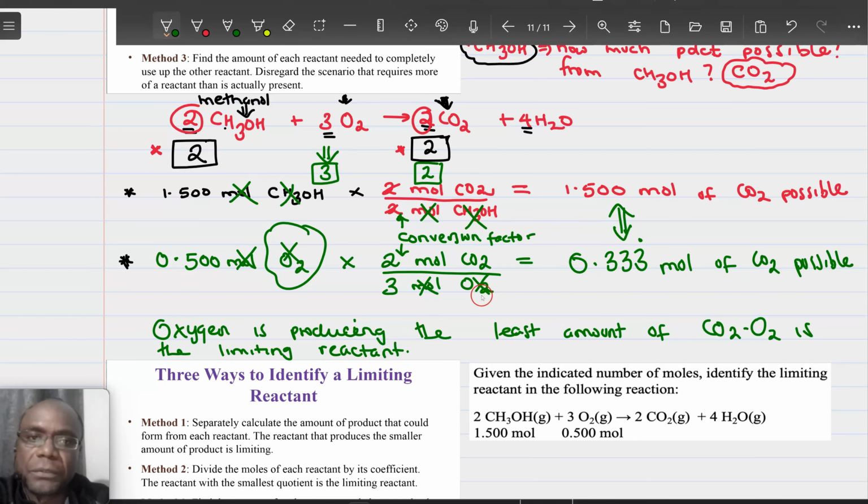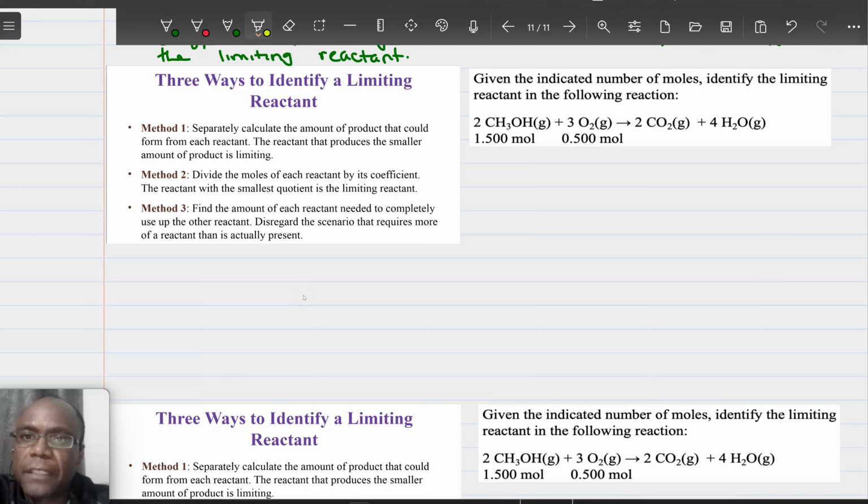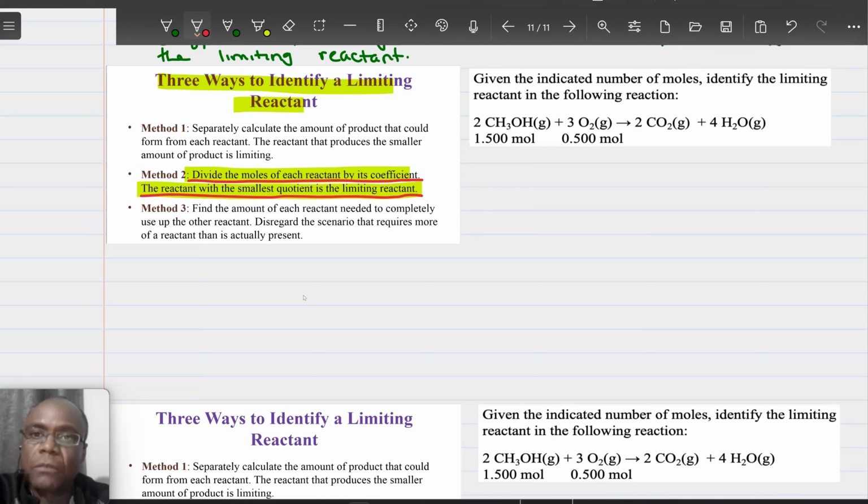Let's do method 2. So in method 2 of finding the limiting reactant, divide the moles of each reactant by its coefficient. The reactant with the smallest quotient is the limiting reactant. I repeat, divide the moles of each reactant by its coefficient. The reactant with the smallest quotient is the limiting reactant. What is a quotient? Quotient is just the ratio.